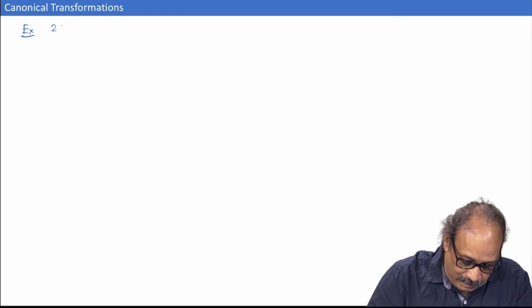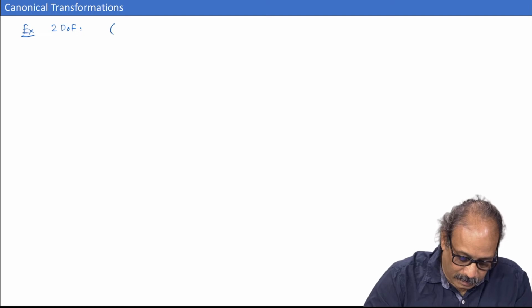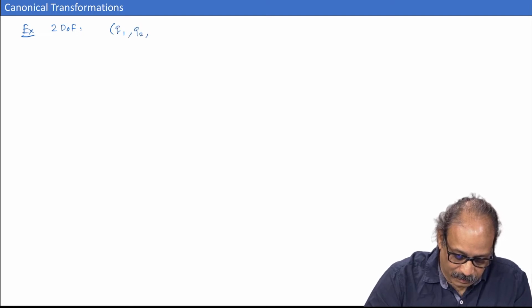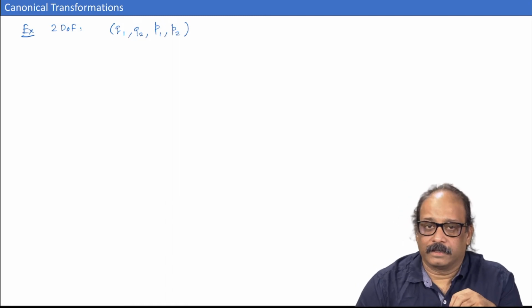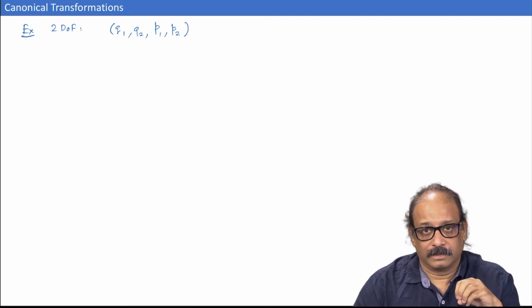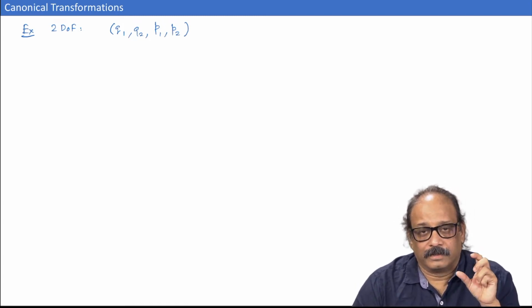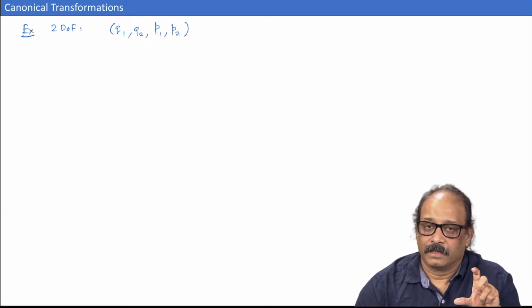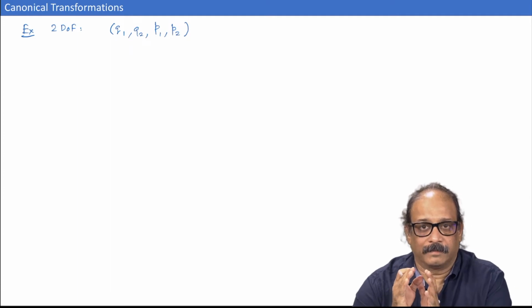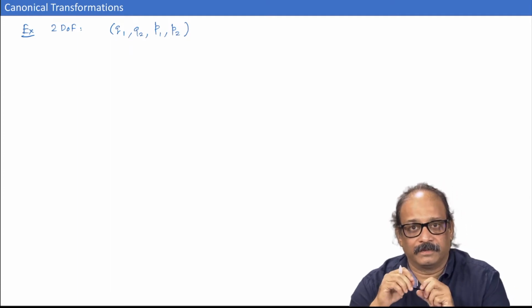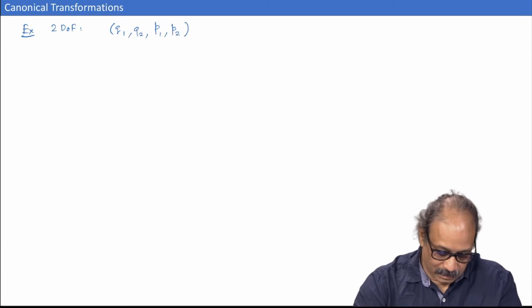Okay. Let me take one more example just to make this idea even clearer. Let us take an example with 2 degrees of freedom. Now, I have 4 canonical variables. I will put them in this order: q1, q2, p1 and p2. Okay. And then use the same trick: you put these variables in a matrix form. On the right hand side, you have partial derivatives of H, you also put that in matrix form, keeping the order of the variables the same as the first one.